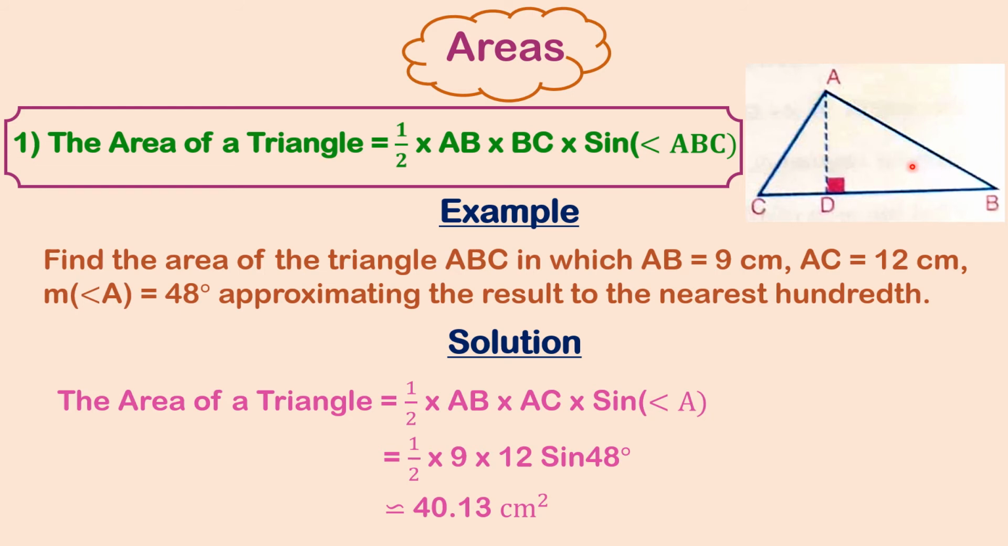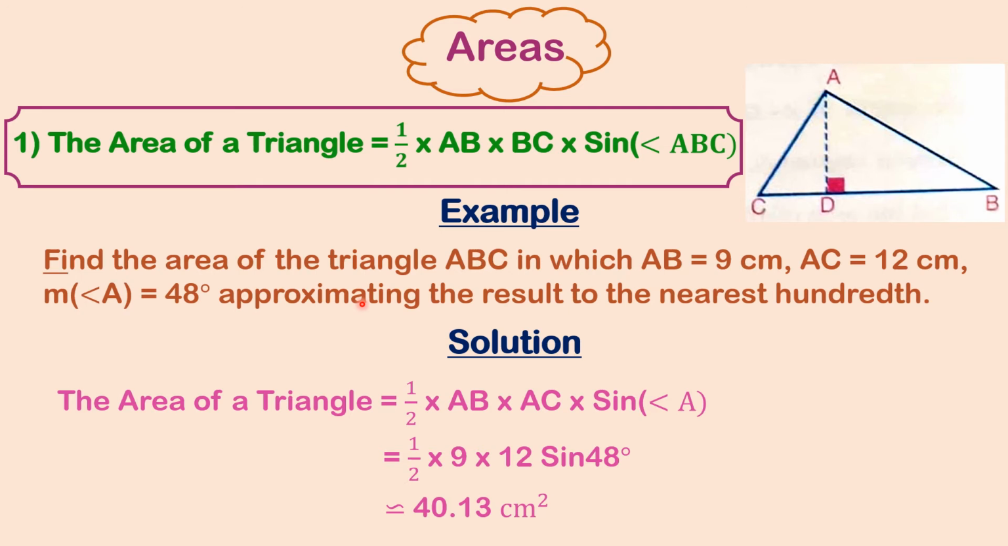So the rule is half times AB times BC times the sine of the included angle between the two sides. What is the included angle between these two sides? The included angle is B. So sine angle B.